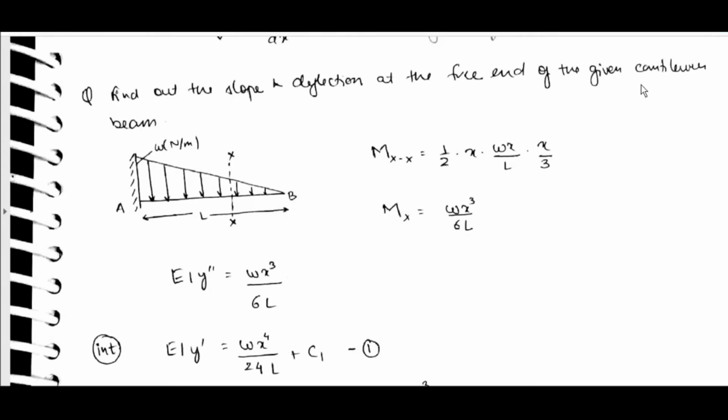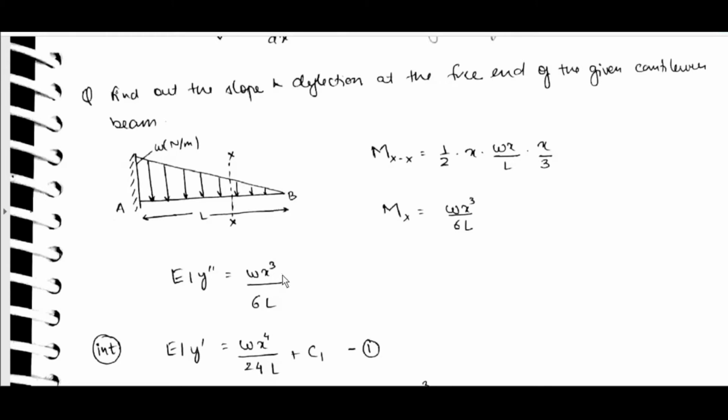Find out slope and deflection of free end of given cantilever beam. Free end. Mxx is equal to half into x into wx by l into x by 3. The area will give force and it will be at a distance of x by 3 from the centroid. Then Mx is equal to wx cube by 6l.